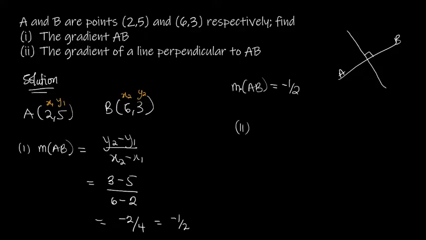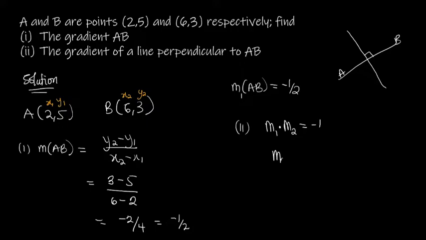So I'm going to say this is M1, so that is the gradient of line AB. So my M1 multiplied by M2 should give me -1. So if I make m2 the subject and I substitute the value of m1, which is the gradient of line AB, I should be able to get the gradient of the line perpendicular to AB. So let's go ahead and look at that.